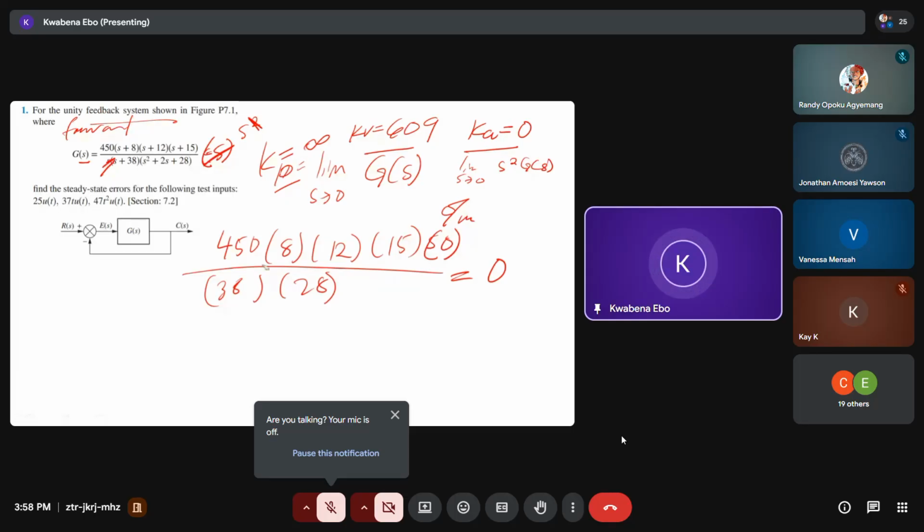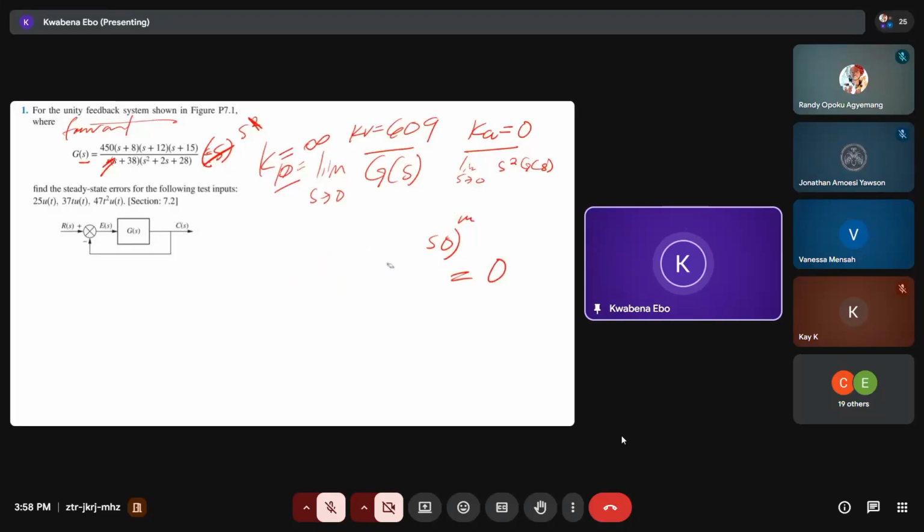I hope everyone is fine till this place. Remember that the Kp and the rest are not our steady state errors. They are just things that will help us find the steady state error. They are not the actual steady state error we are supposed to find. So now let's find the errors.